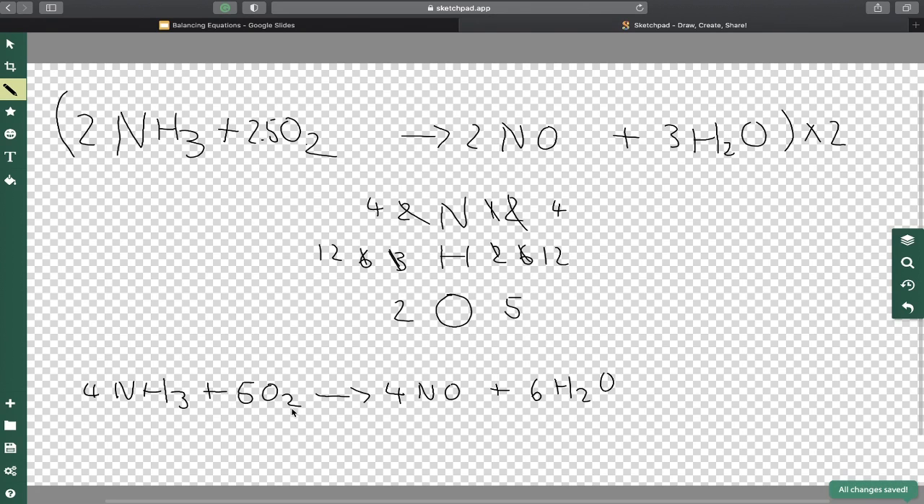We have 5 times O2, 5 times 2, which gives us 10 here. And then we have 4 from this one, and then 6 times 1, so that's 6. When we add those, we have 10. So 4, 4, check. 12, 12, check. 10, 10, check. So our final balanced equation is 4NH3 plus 5O2, which is equal to 4NO plus 6H2O.